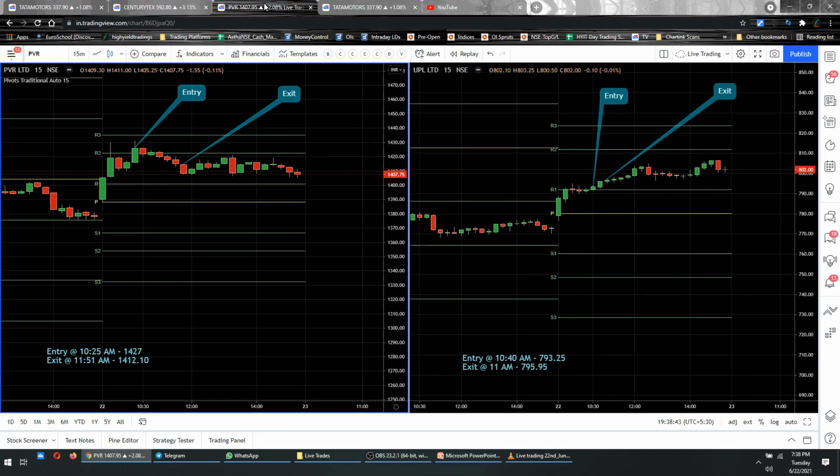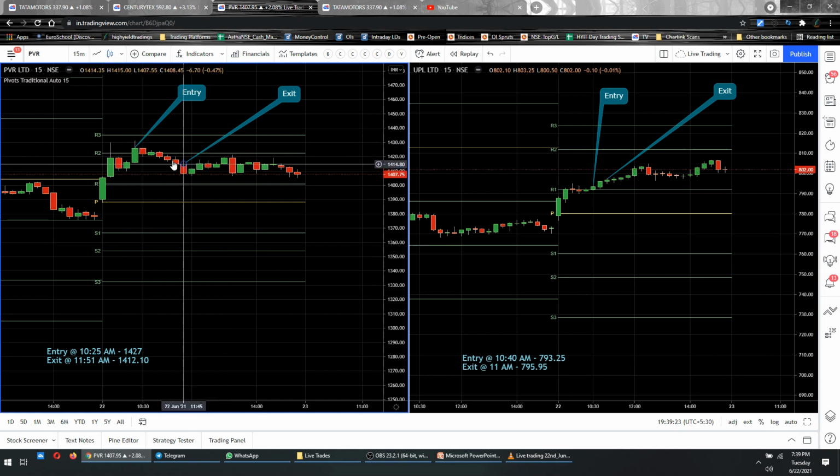Now moving on to PVR. PVR, as I said, was in a loss. The entry was taken at 10:25 a.m., that is at the 10:15 candle, and the mistake I made was that I did not wait for this particular candle to close. Before this candle closed, I made the entry. At one end that is fine, because I used some other technical that told me we could go long in this trade, so I went long. But unfortunately it fell down.